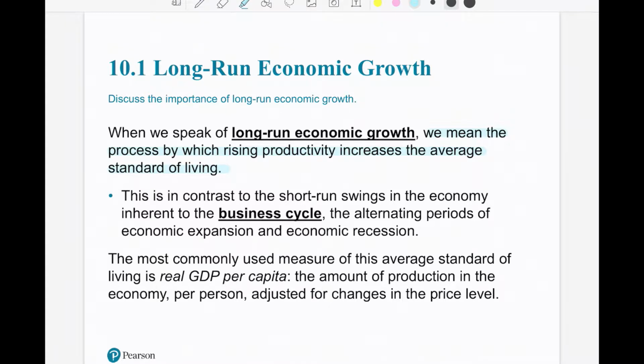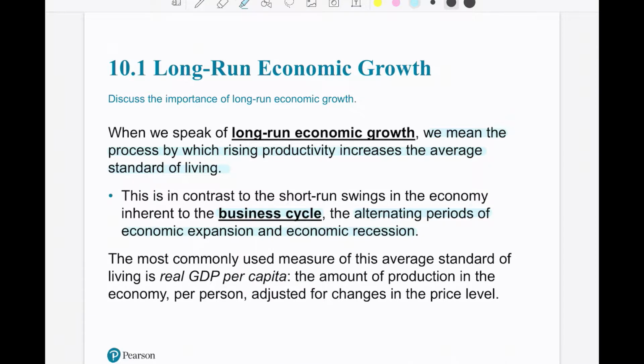Now, we discussed very briefly the short-run swings in the economy due to the business cycle in our chapter on GDP. Now, the business cycle by definition is going to be these alternating periods of economic expansion where we see that real GDP is going to be increasing, or an upturn in the economy. And then we also have economic recessions where we'll see that real GDP is going to be decreasing, and it's going to be considered a downturn in the economy. Now, one thing to remember is that each period of expansion is not the same length, nor is each period of the recession.